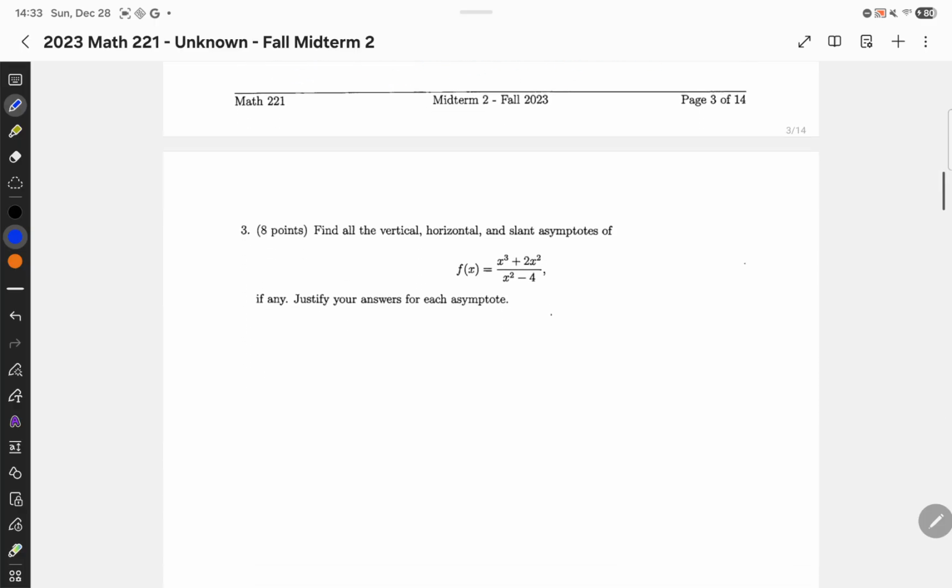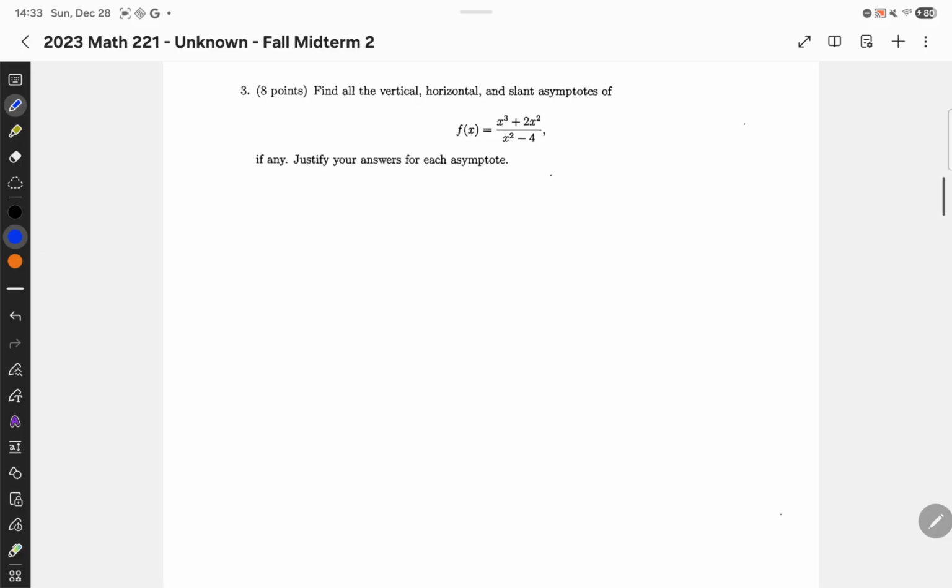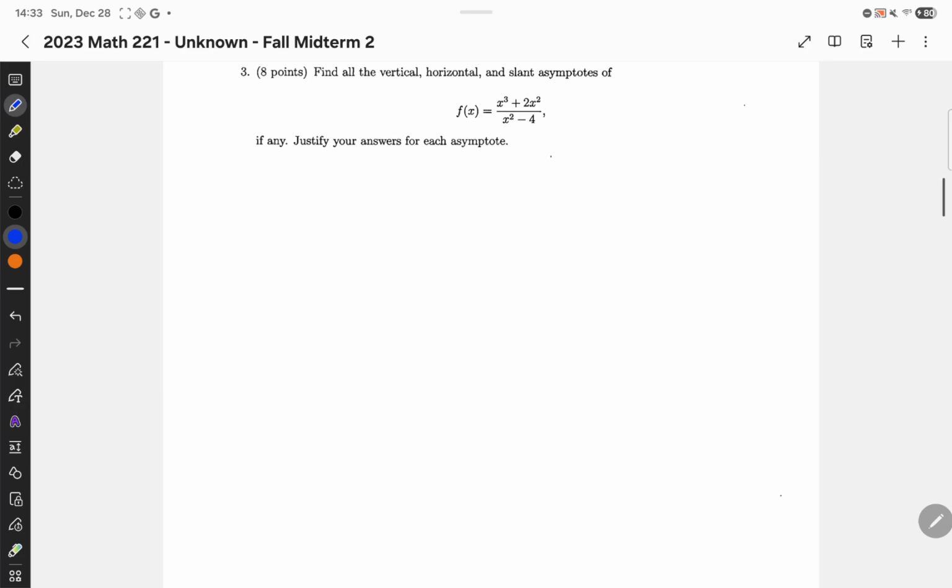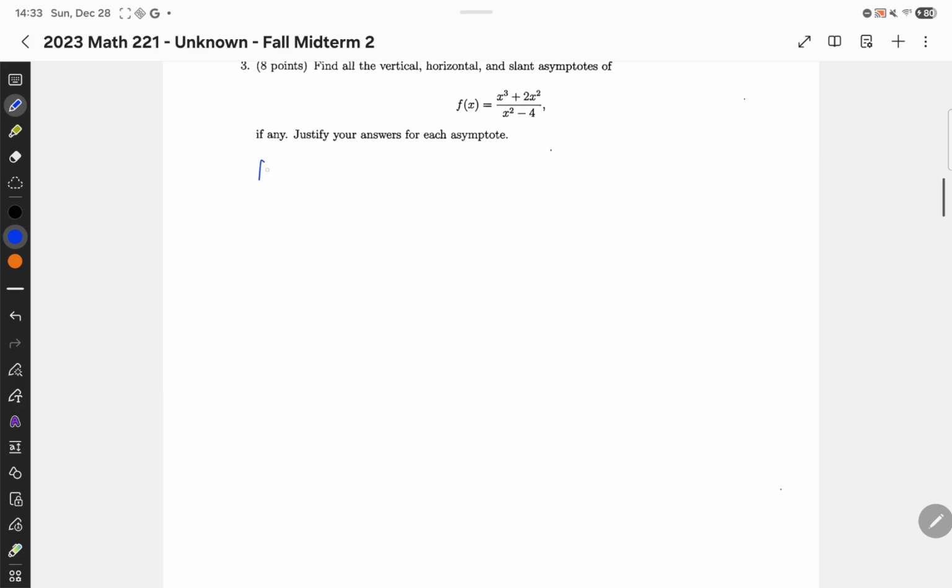So moving on to question 3. For this one, we want to find all the vertical, horizontal, and slant asymptotes of this function right here, if there are any, and justify our answers for each asymptote. So first off, let's go ahead and write out our function f of x, which is equal to x cubed plus 2x squared all over x squared minus 4.